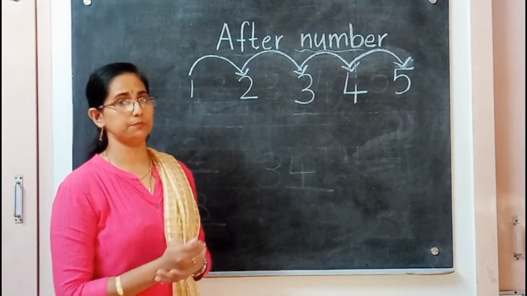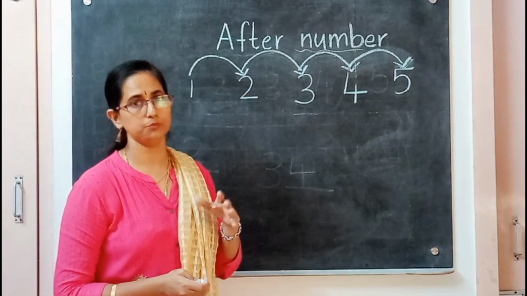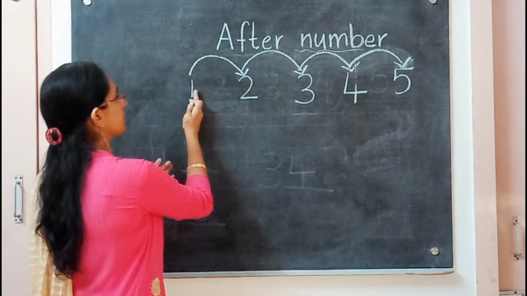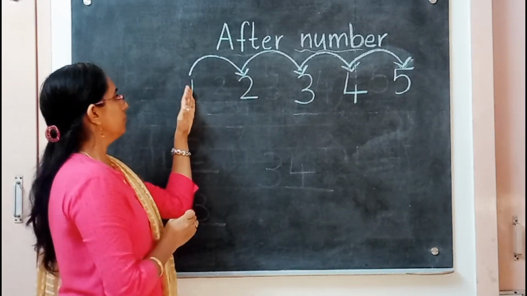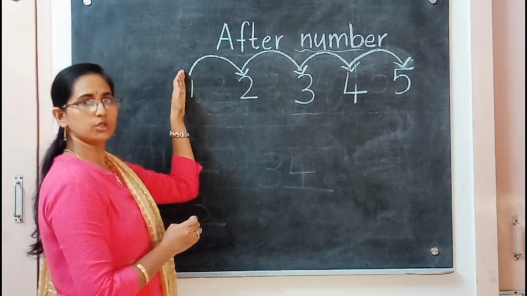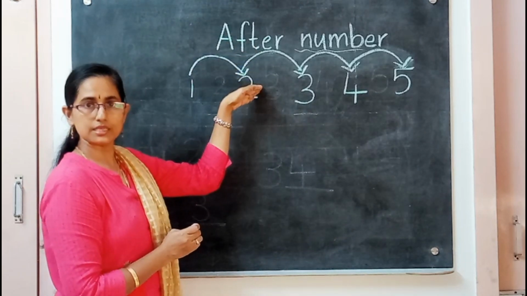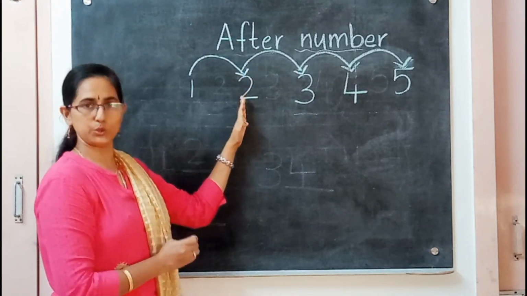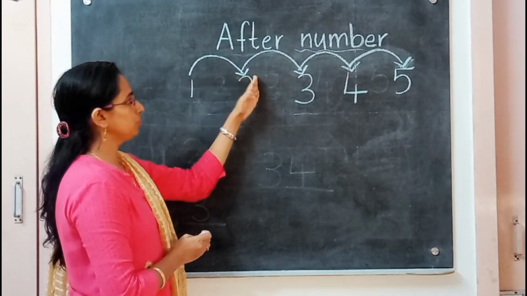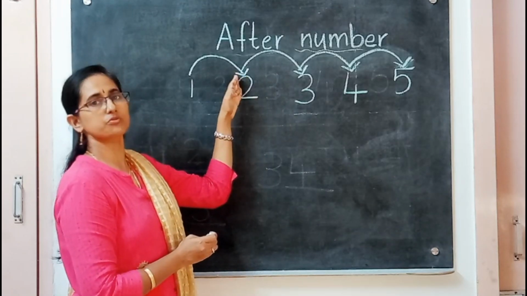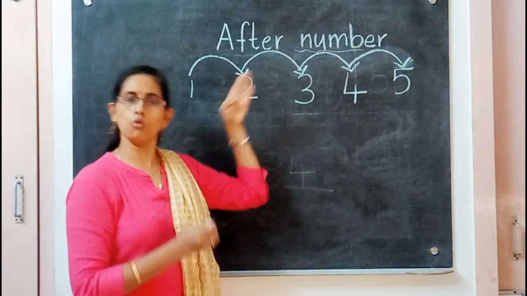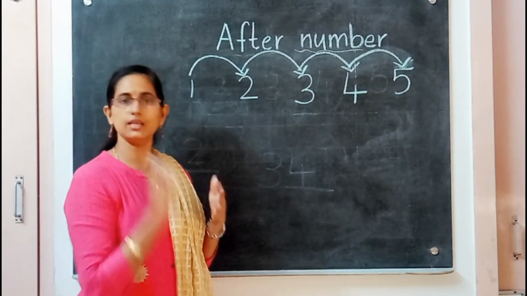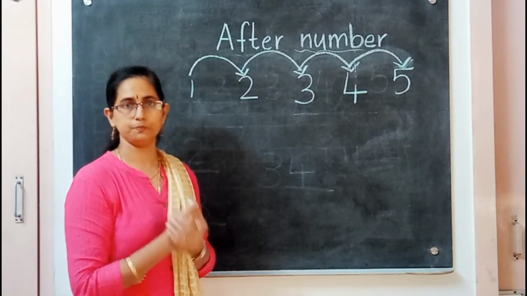Now the fourth step, that is oral practice. You can ask your child what comes after 1. Ask him to look at the arrow mark. Where does the arrow start from? From 1 to 2. Yes. Then what comes after 2? Ask him to look again at the arrow mark. It goes from 2 to 3. Like that you can give oral practice for your kids till he is thorough with the concept.